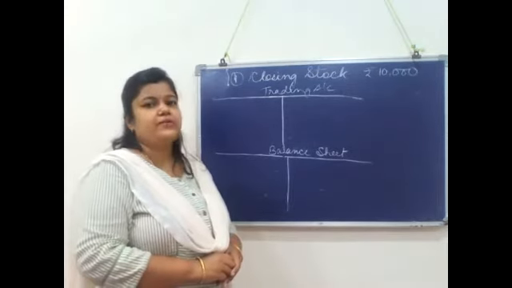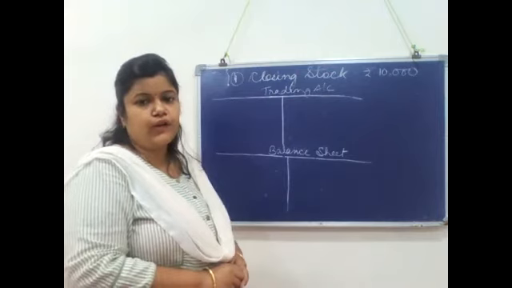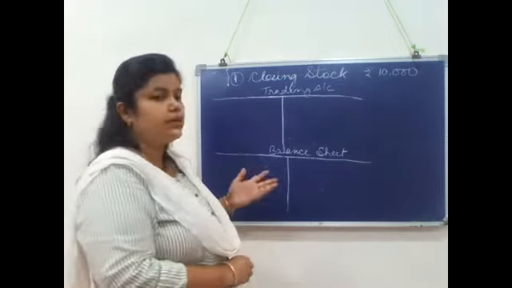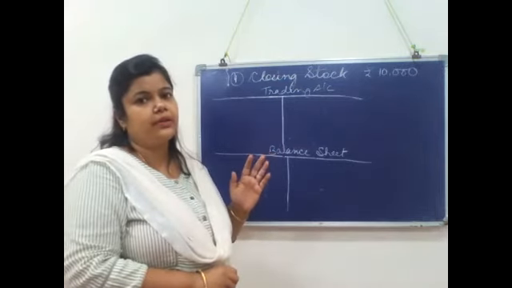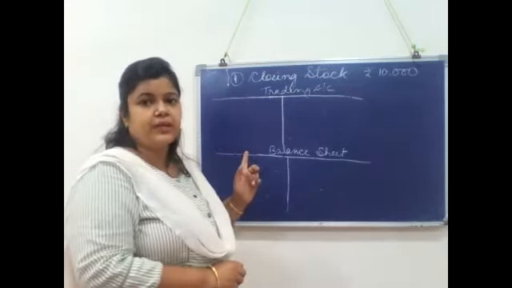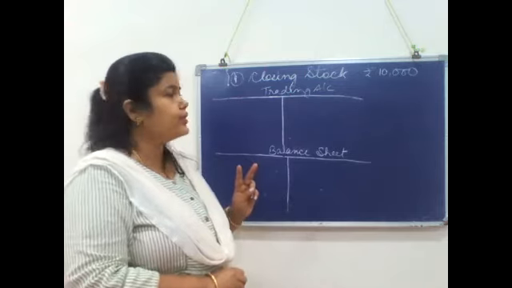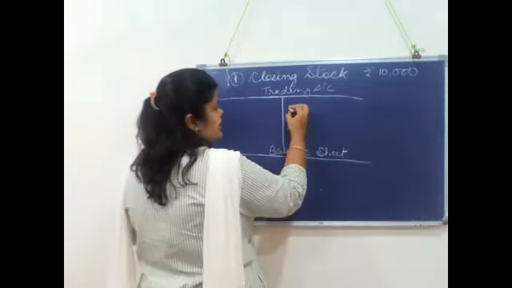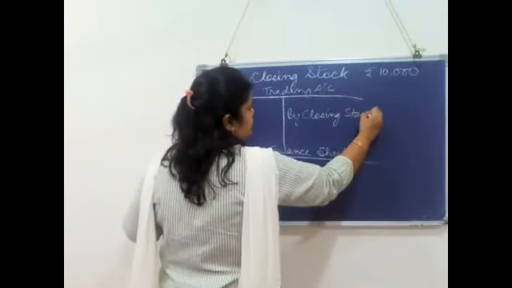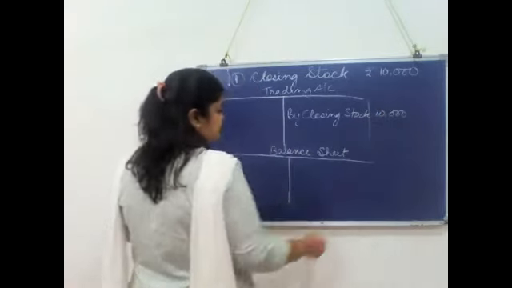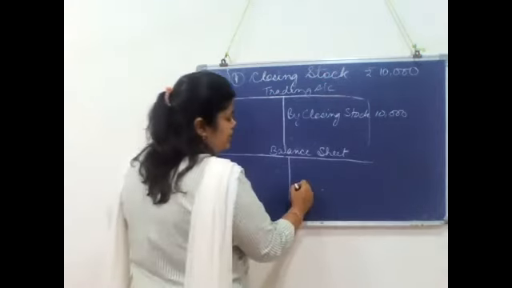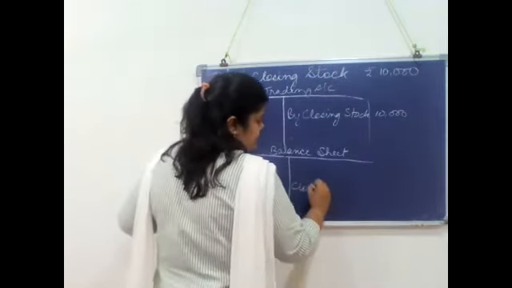So the first item of adjustment is closing stock. Closing stock means the amount of stock at the end of the year, and it may appear in the trial balance or it may appear in the additional information or adjustment. If it appears in the adjustment, then there will be two effects. What are the two effects? Firstly, it will come to the credit side of trading account. In the trading account credit side, we will write by closing stock and write the amount in the amount column. And in balance sheet, because stock is an asset, it will appear on the asset side of balance sheet.